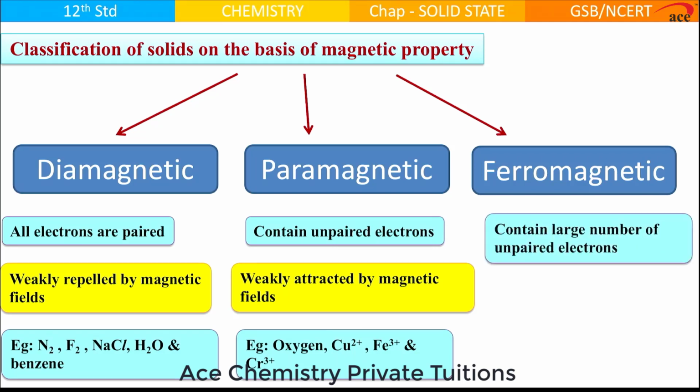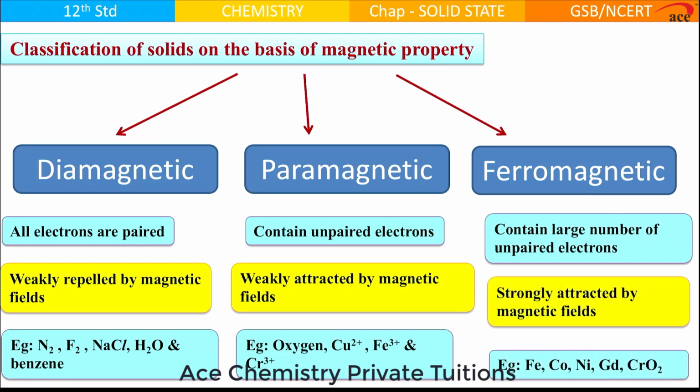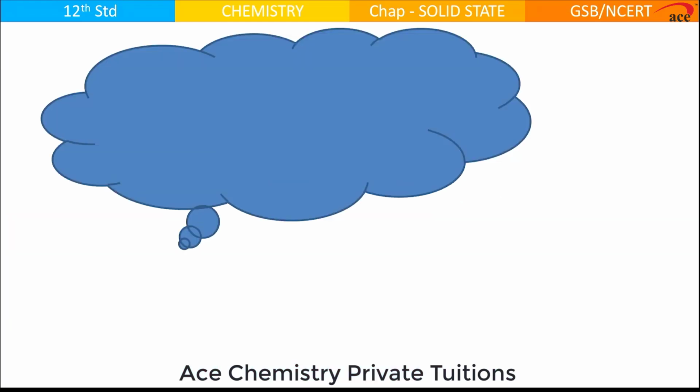Substances which contain a large number of unpaired electrons are strongly attracted towards a magnet, and such substances are called ferromagnetic. In the world, the number of ferromagnetic substances is very few, and in your syllabus you have only 5, and all these 5 examples have to be learned by heart by the student. So, remember Fe, Co, Ni, which are transition metals, Gd, a lanthanide, and CrO2. These are the 5 examples which are ferromagnetic, which are strongly attracted towards a magnet, and they themselves can also be converted to magnets. You have to learn these 5 examples of ferromagnetic substances by heart.